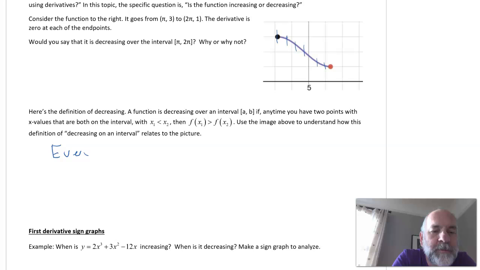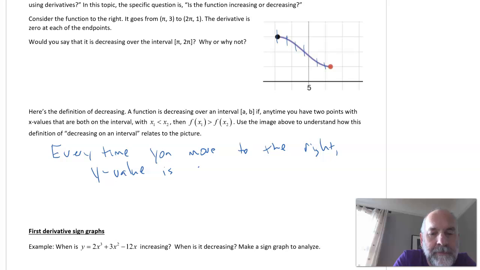Every time you move to the right, then the y value is smaller, right? If we're calling this A here, we're calling this B right there. So therefore, it is decreasing over the closed interval, over A to B.